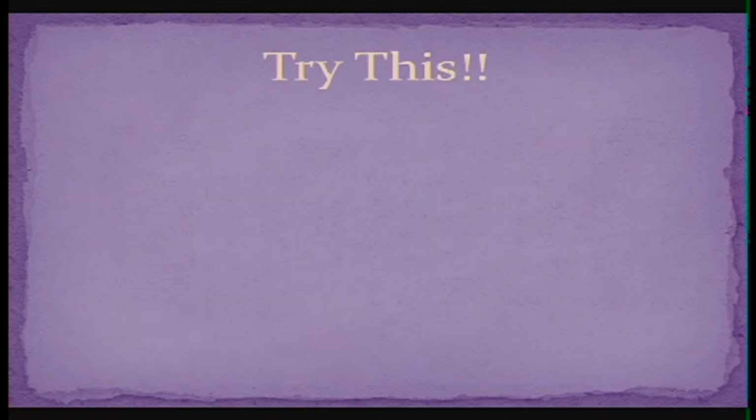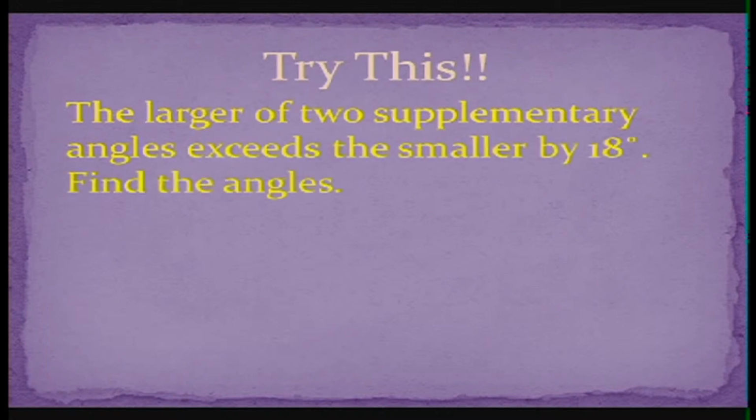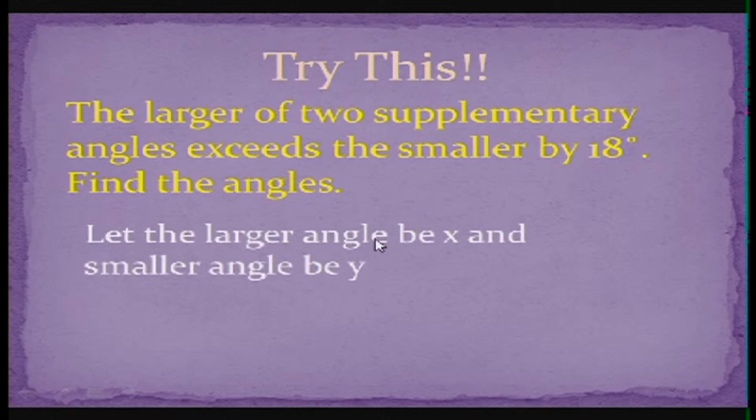Now, let us try this. The larger of two supplementary angles exceeds the smaller by 18 degrees, find the angles. I hope you all know, children, what supplementary angles are. If the sum of two different angles is equal to 180 degrees, we call them supplementary angles. For this, let us take the larger angle as x and the smaller angle as y.